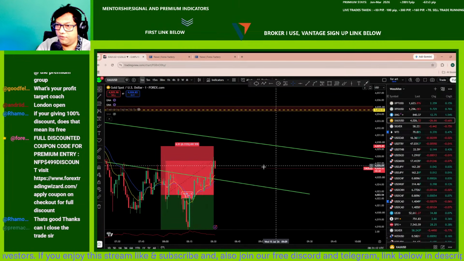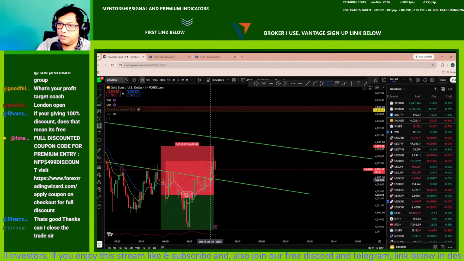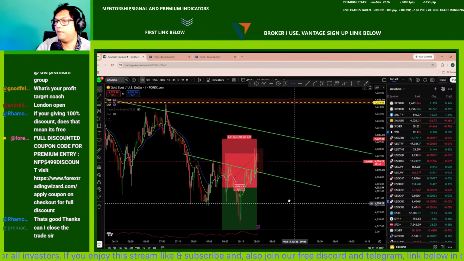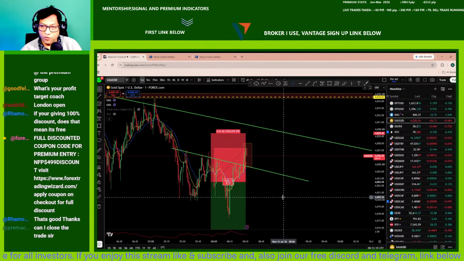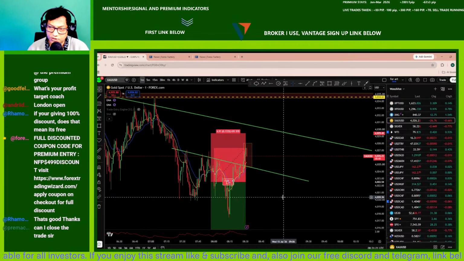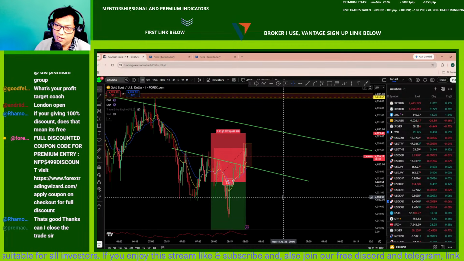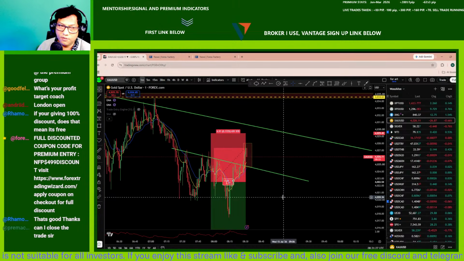Okay, so if you look at this, this is an extended leg here from this resistance level, and that extended leg can trigger liquidity.